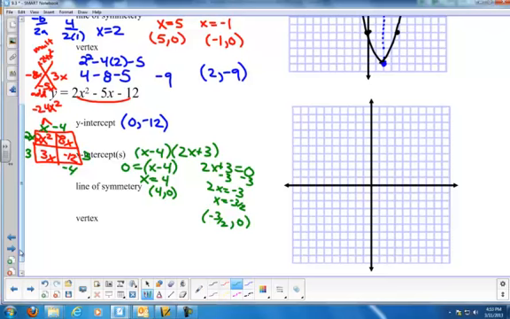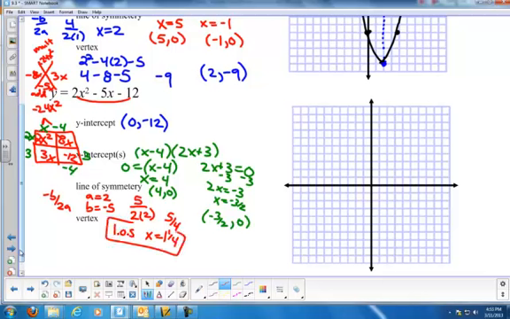The line of symmetry is directly in between those, or you can do the negative b over 2a. Again, a would be 2, and b would be negative 5. So that'd be a positive 5 over 2 times 2. So our line of symmetry is 5/4, or 1 and 1/4. Line of symmetry. And then the vertex, you plug that in.